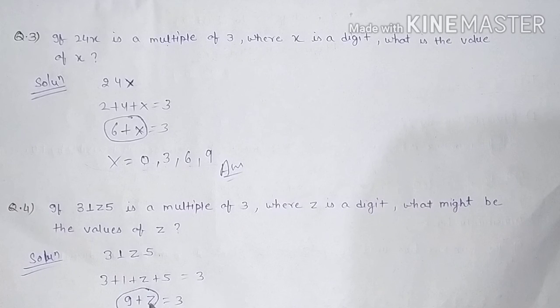Now next take 3. So 3 plus 9 is 12, and 12 is a multiple of 3. 3 fours are 12. So 3 is also the answer. Now just take 6. So 6 plus 9 is 15, and 15 is a multiple of 3. So 6 is also the answer. Similarly, now just take 9. So 9 plus 9 is 18, and 18 is also a multiple of 3. So 9 is also the answer. So this is the complete answer.